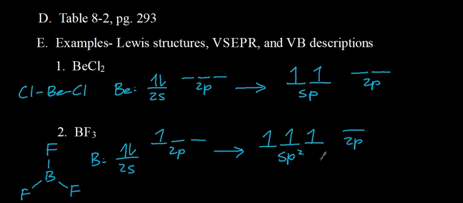So let's again go back to the questions I asked about BeCl2. We'll do the same thing for BF3. What is the molecular geometry of boron trifluoride, BF3? It is trigonal planar. Why is boron trifluoride trigonal planar? It is trigonal planar because boron is sp2 hybridized.